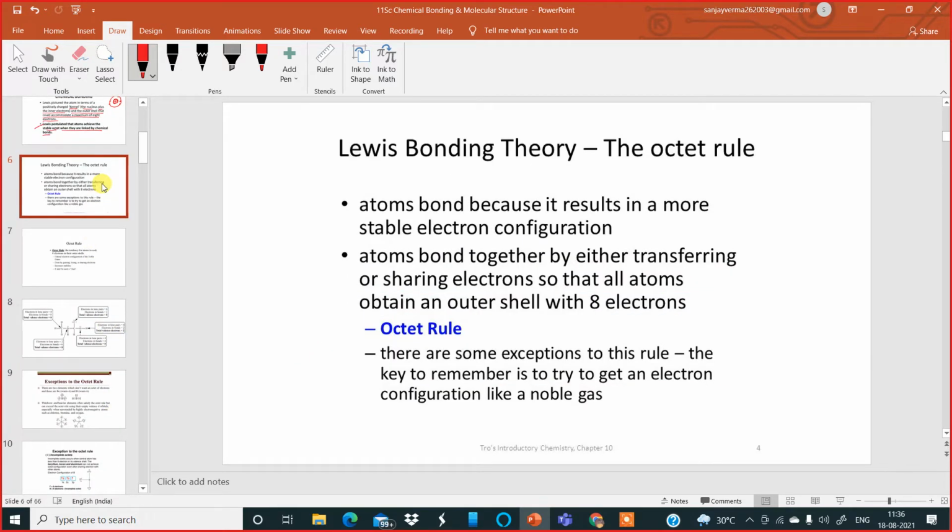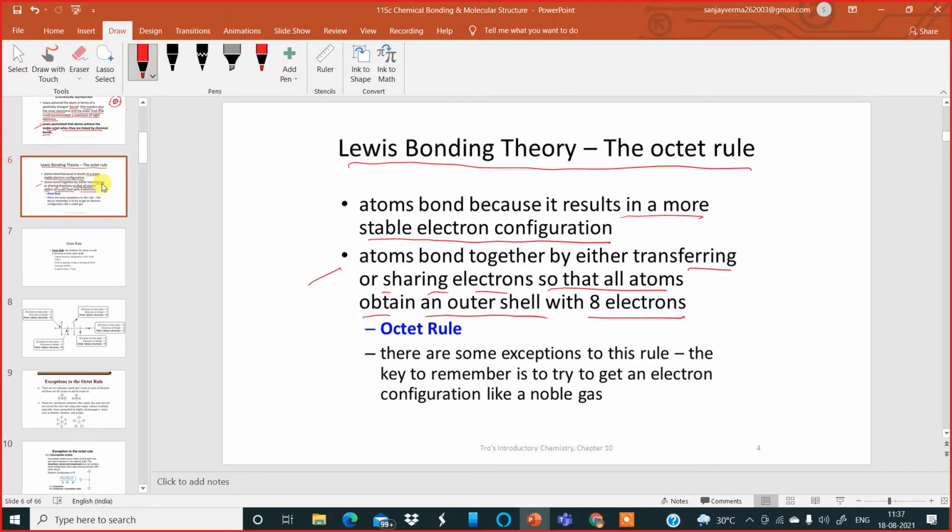Moving further to the theory part, the octet rule. Generally, atoms bond because it results in a more stable electronic configuration. That's why atoms bond with other atoms. Atoms bond together by either transferring or sharing electrons, so that all atoms ultimately obtain an outer shell with 8 electrons. That's why we have an octet rule.